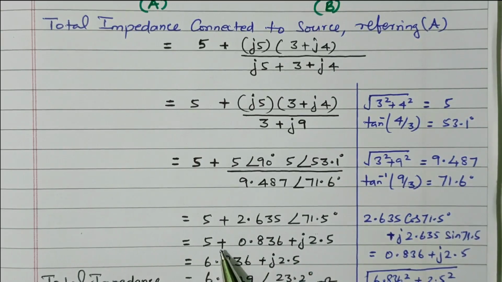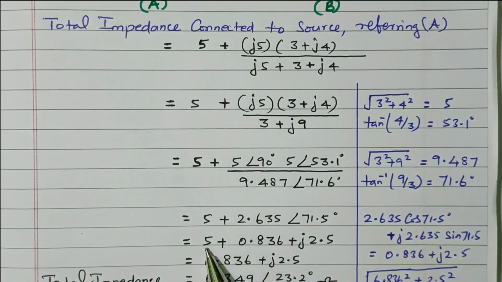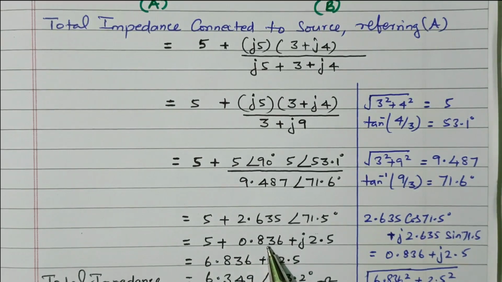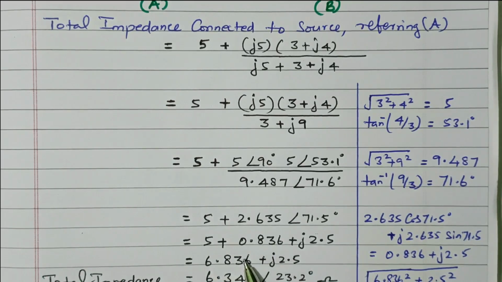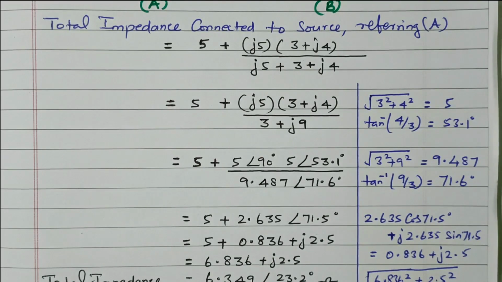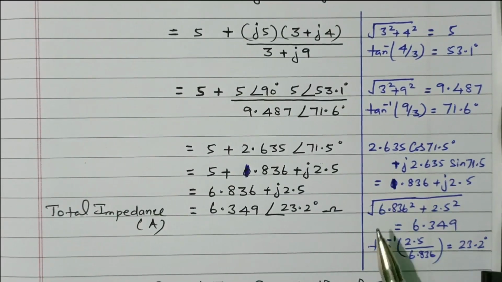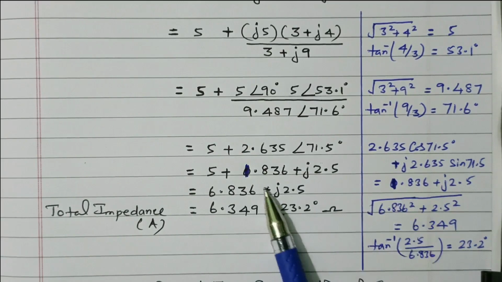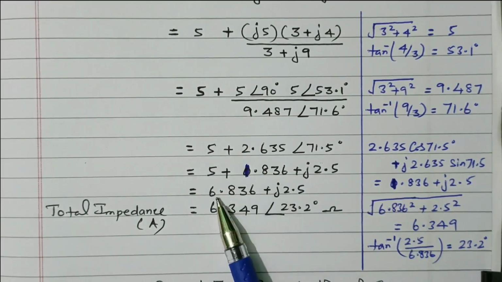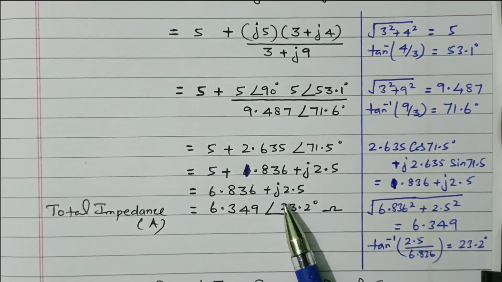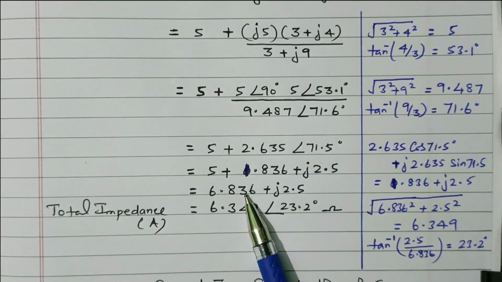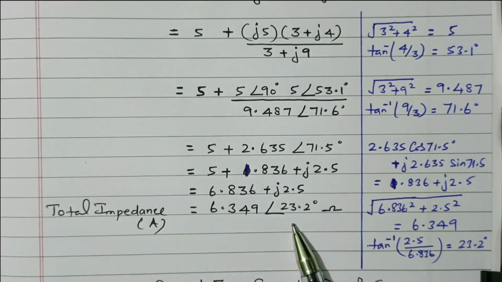Now we can easily add these two values. Right. 5 plus 0.836 is 5.836, plus J 2.5. So that is 5 plus 1.836, which is 6.836, plus J 2.5. Again this is in rectangular form and should be converted into polar form.